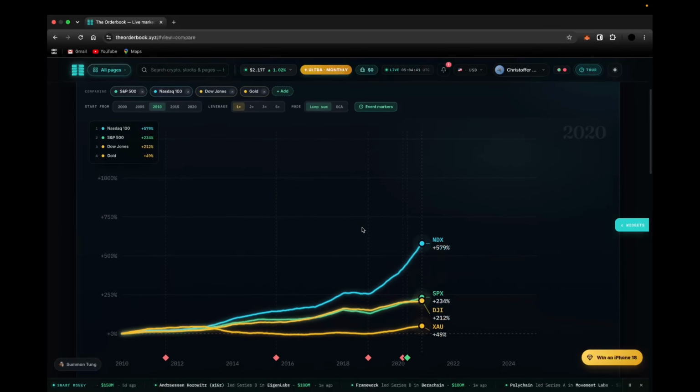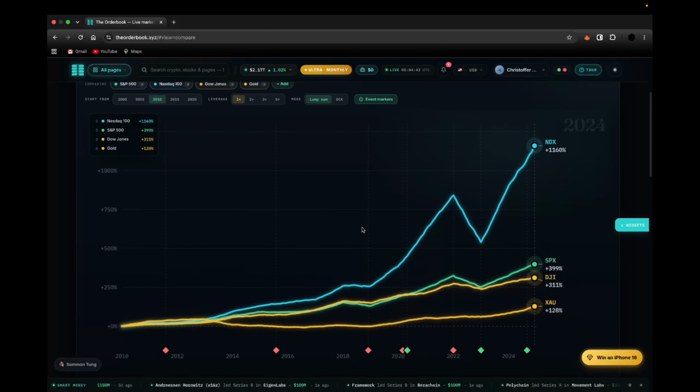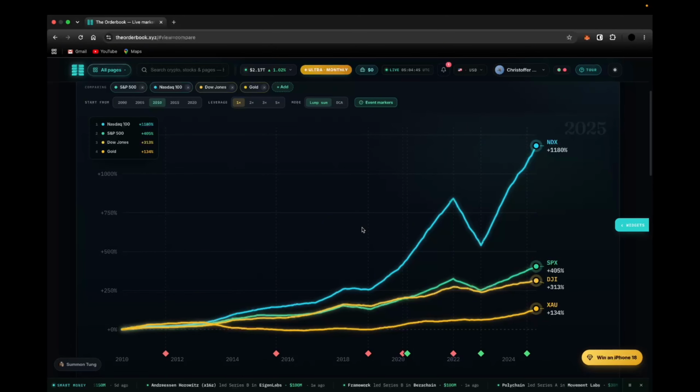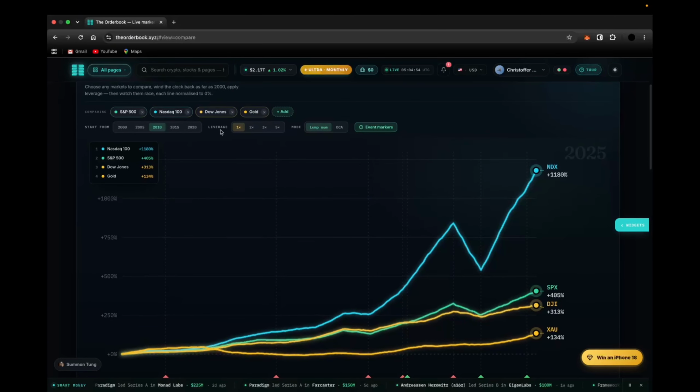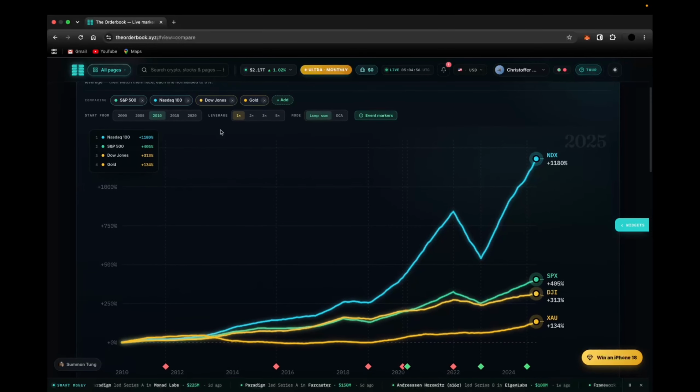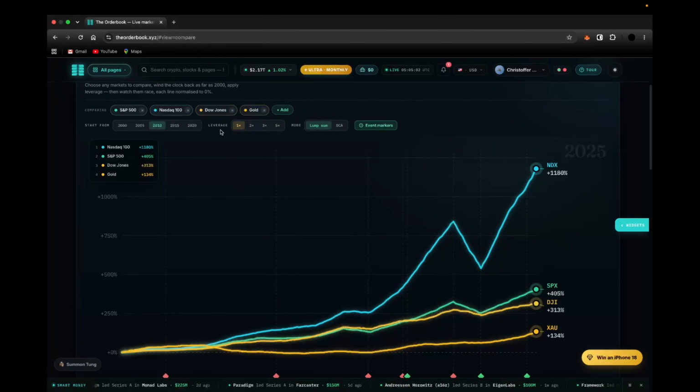Up here, we have the asset race. This lets you pick different markets and watch how they performed over time. For example, here we've got the S&P 500, the NASDAQ, the Dow, and gold. You can choose a starting year, hit play, and watch them race. The important part is that every line starts at 0%, so it's a fair comparison. You're not comparing prices, you're comparing pure performance from the same starting point.